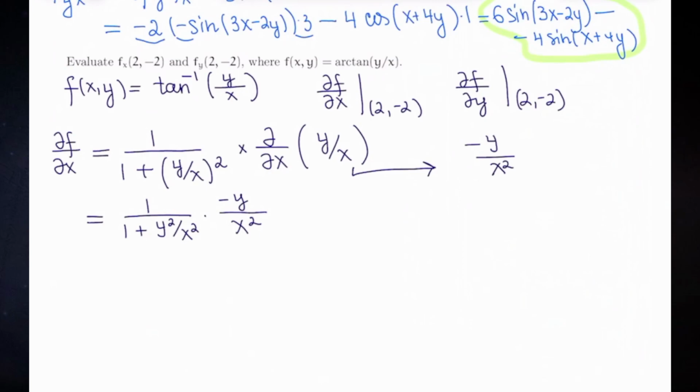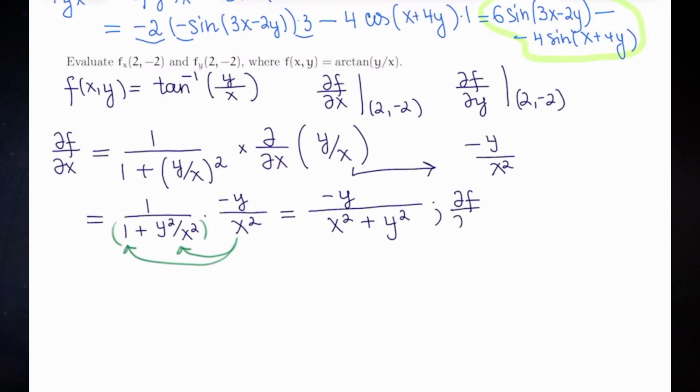Okay, and now I'm going to multiply this x squared through this expression here. Okay, gives me a nice expression, negative y over x squared plus y squared. So this is going to be the partial derivative with respect to x. And now we can evaluate this. So let's go ahead and evaluate it.